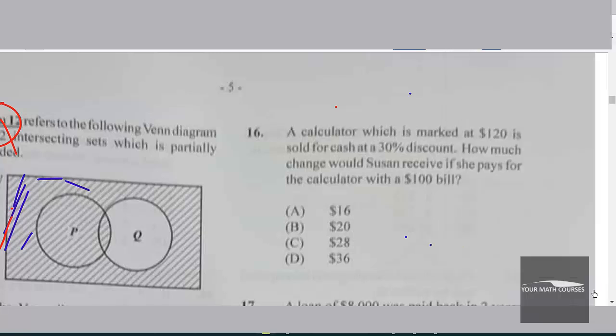A calculator which is marked at $120 is sold for cash at a 30% discount. How much change would Suzanne receive if she pays for the calculator with a $100 bill? So what we are going to do now is to calculate the cost after discount. So the cost after discount is 120 minus 30% of 120.